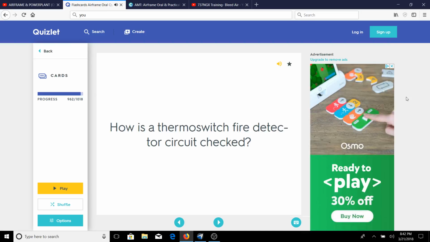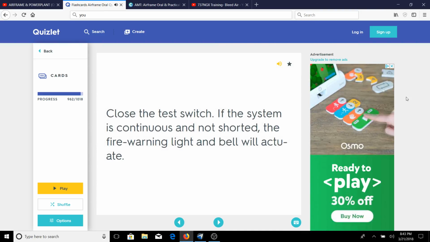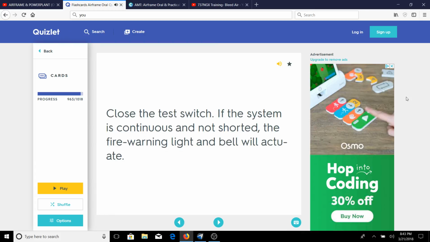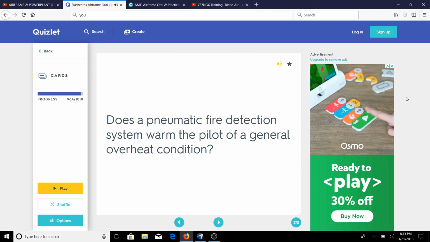How is a thermoswitch fire detector circuit checked? Close the test switch. If the system is continuous and not shorted, the fire warning light and bell will actuate. How is a continuous loop fire detector circuit checked? Close the test switch. If the system is continuous and not shorted, the fire warning light and bell will actuate. Does a pneumatic fire detection system warn the pilot of a general overheat condition?